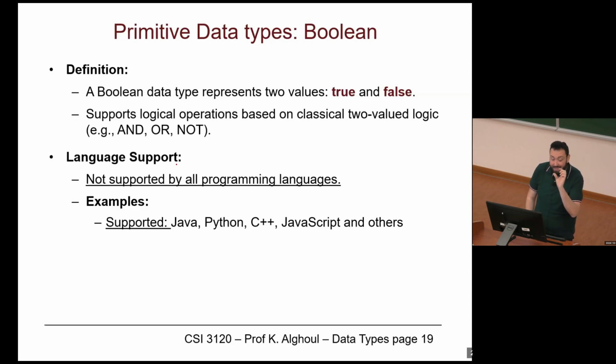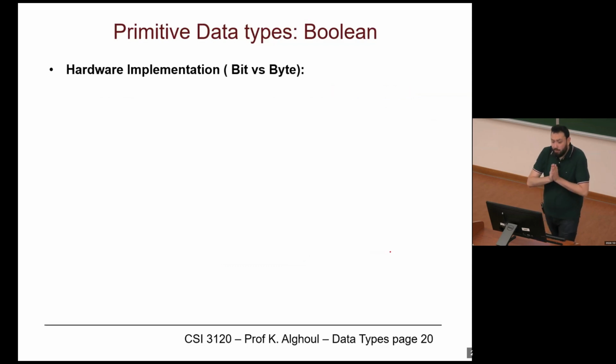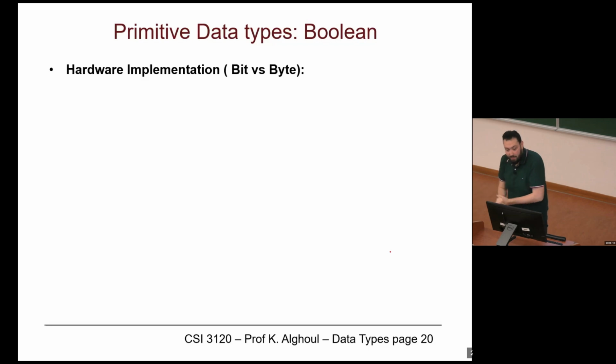It seems like the language C before C99 didn't support Boolean also. The older languages like C, for example, before C99 didn't support it. Perl seems like they don't support it also. So now, from a hardware implementation, because the same thing we did for AND, we know that it can be represented by 8 bits, 16 bits, or whatever.